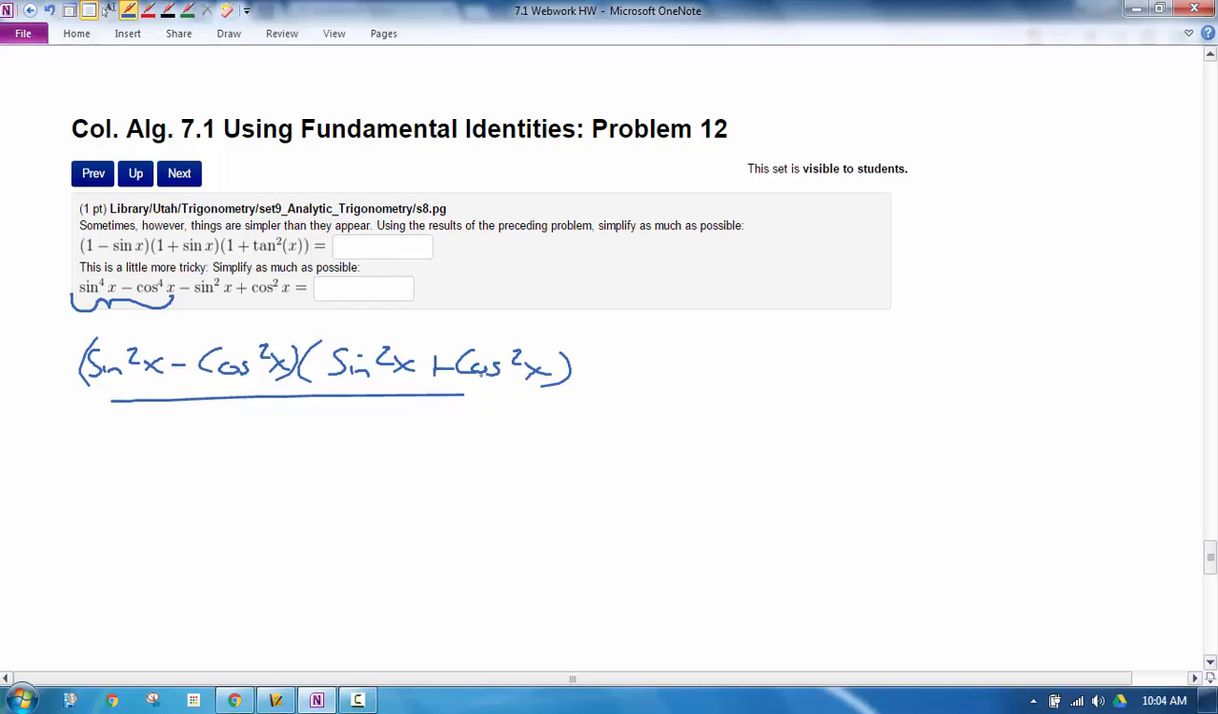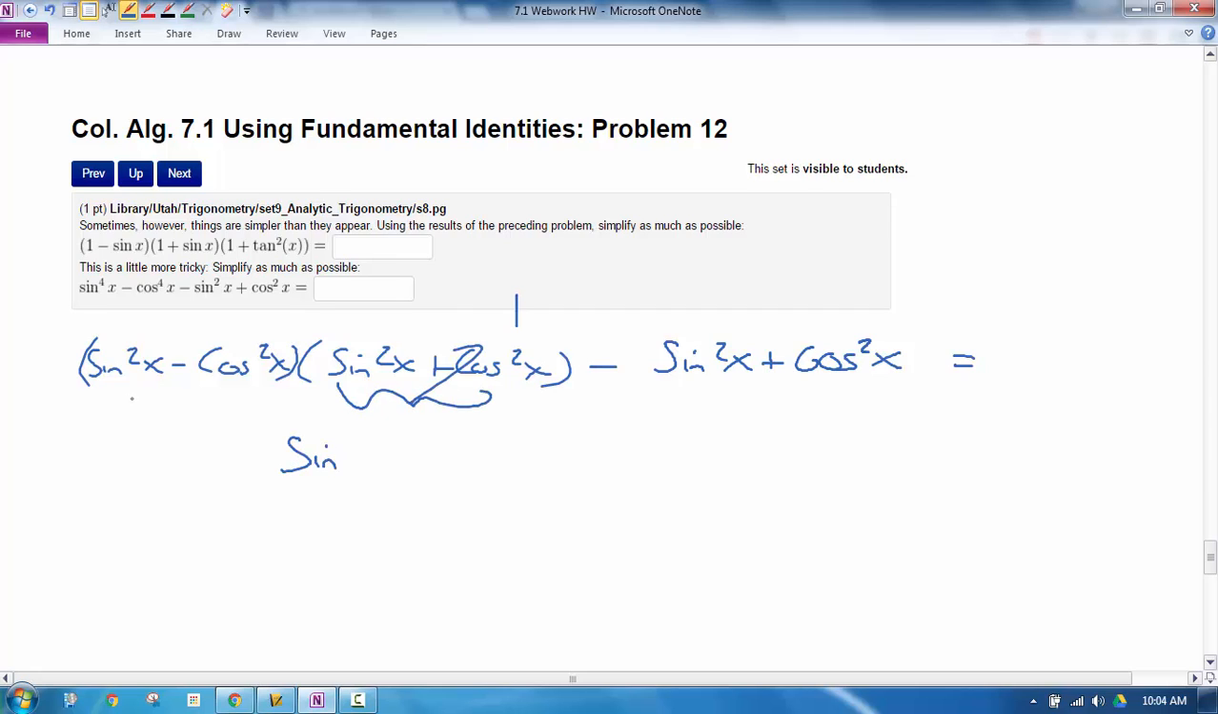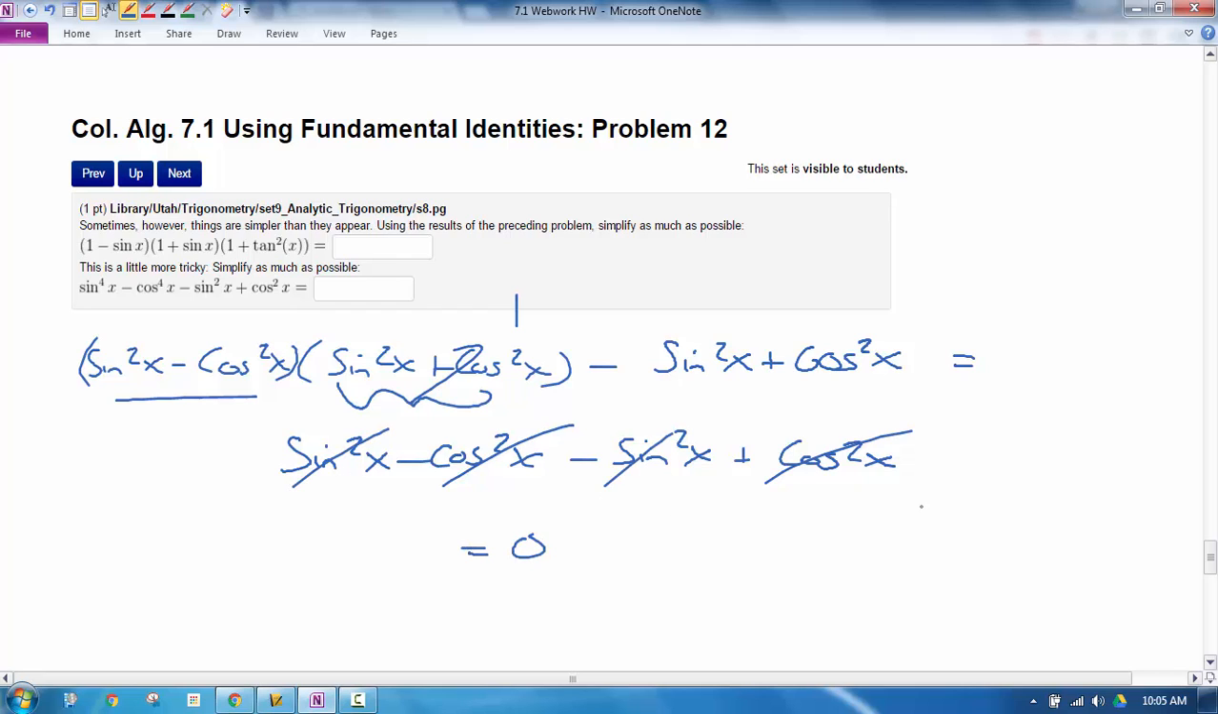So if you were to FOIL this out, you would get this same thing right here. Okay, and I know that's tricky, but the reason I did that is because I recognize that we have a, let me finish this off. We have a Pythagorean relation that says that this right here is really just 1. So now I can rewrite this where I have sine squared of x minus cosine squared of x, and then I have minus sine squared of x plus cosine squared of x. And then with that, this cancels with this, and this cancels with this, so my answer should be 0.